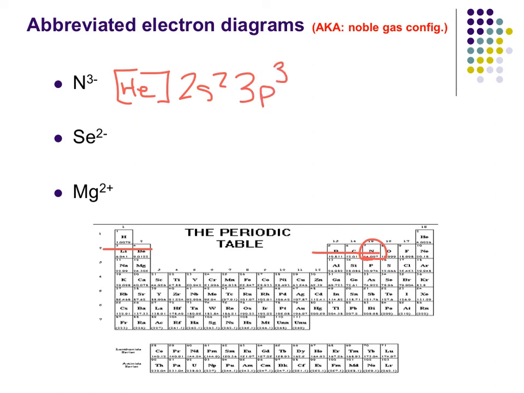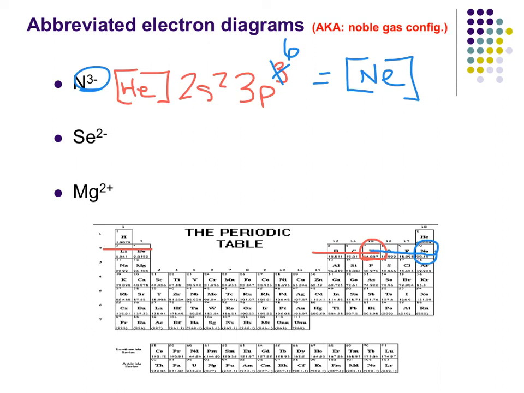Now let's talk about what this charge means. A -3 charge means it has 3 extra electrons. So instead of 2p3, I'm going to add 3 more to that to make it 2p6. That would actually carry us all the way over to neon. So we could even write that as an abbreviated neon atom.